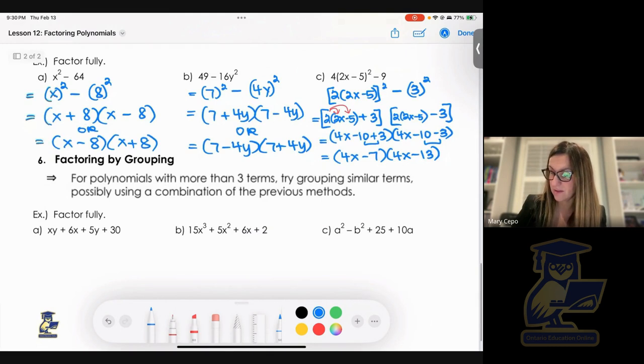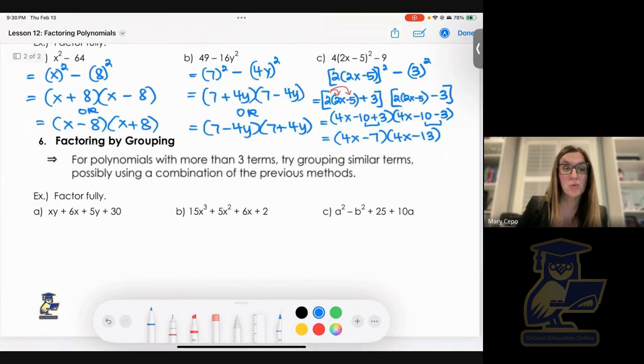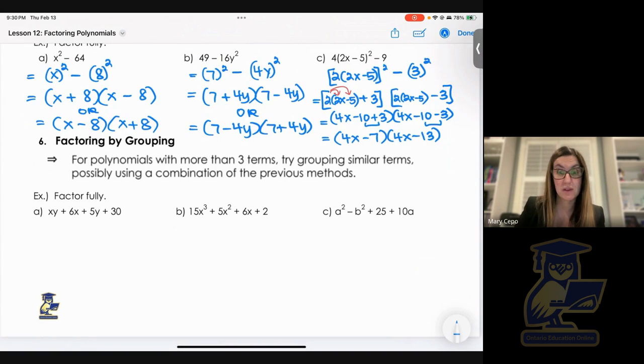Okay, so the last method of factoring is factoring by grouping. For polynomials with more than 3 terms, try grouping similar terms, possibly using a combination of the previous methods. So this only happens when you have, say, 4 terms, and sometimes you have to be creative.